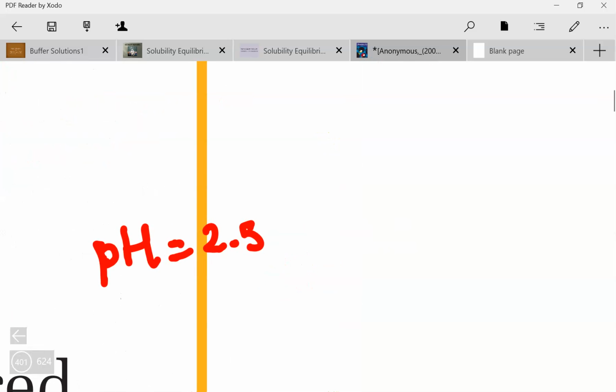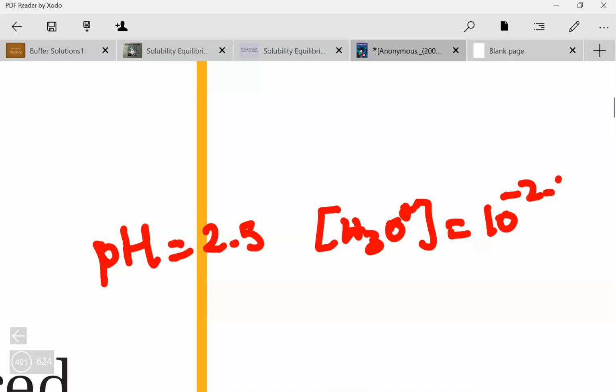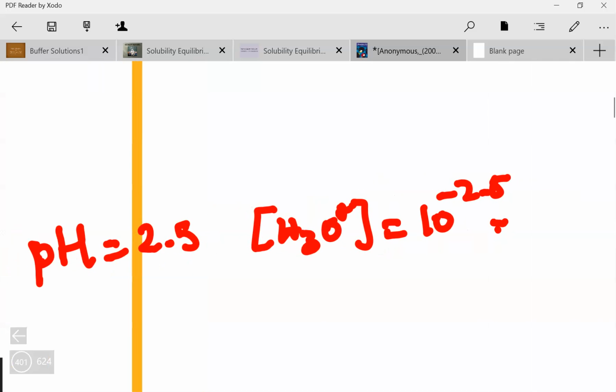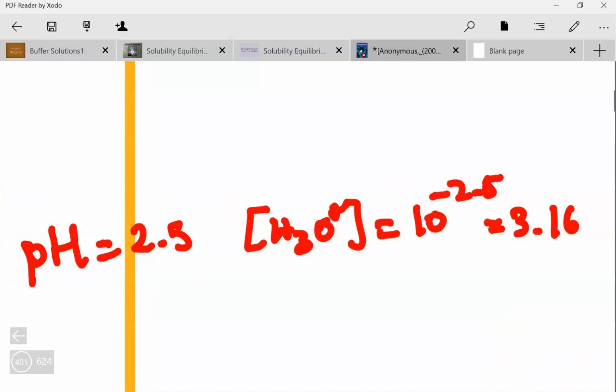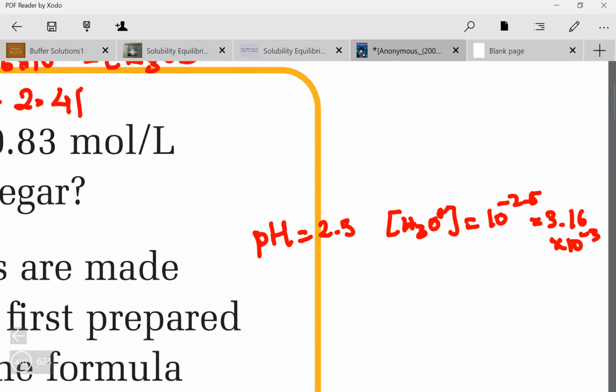2.5, which means my H3O plus is 10 to the power of negative pH, which gives me 3.16 times 10 to the power of negative 3. Sorry about that, it's on 2 lines. But I have my H3O plus concentration.